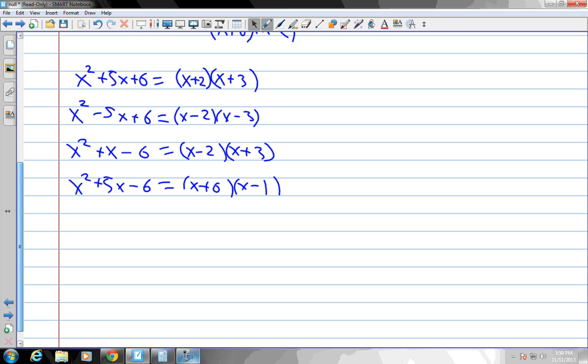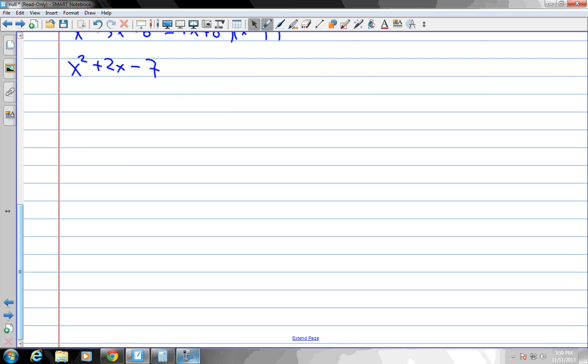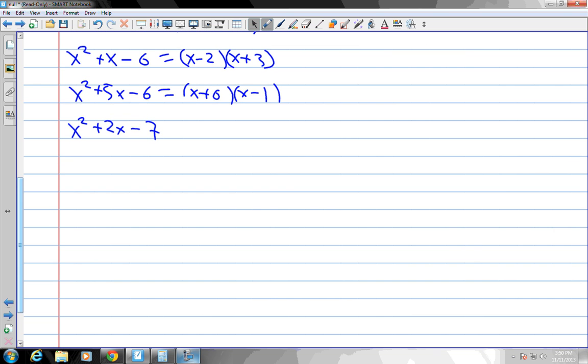Well, yeah, if I give you this one, that probably won't work, right? Because the only way you get 7 is 7 and 1, and there's no way you get 2 out of adding 7 and 1. So that one is a prime trinomial, cannot be factored, doesn't have any factors. Well, not necessarily, but you just have to try. And if it doesn't work, this one is prime.